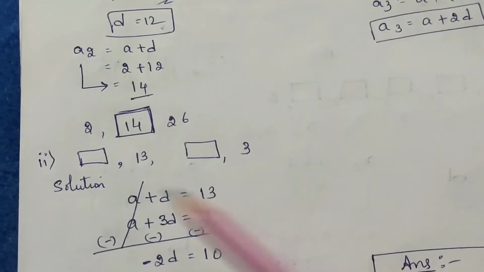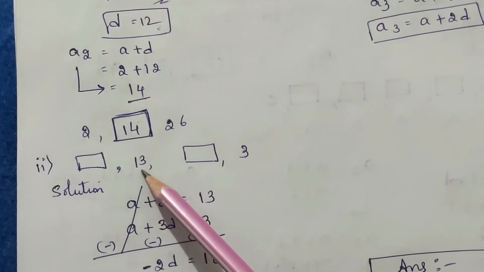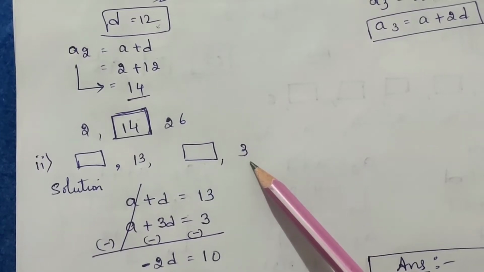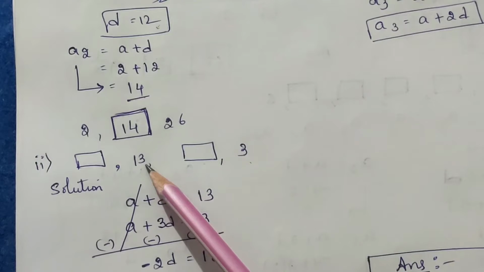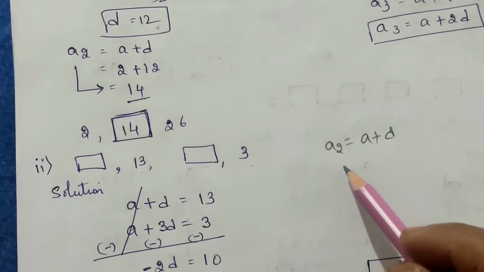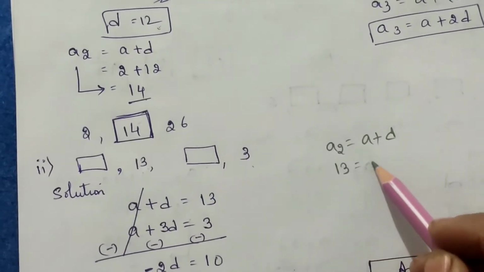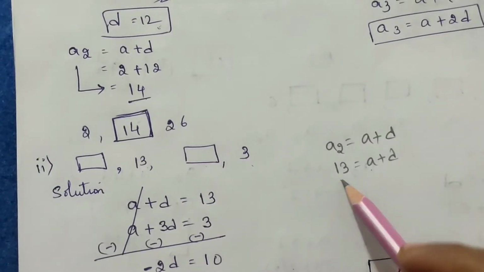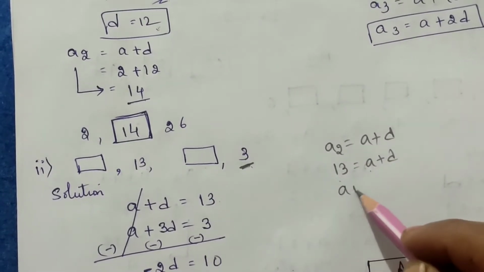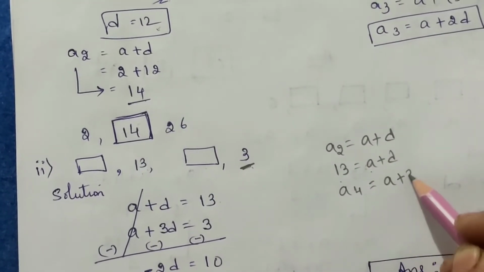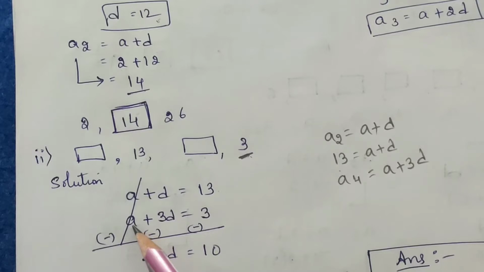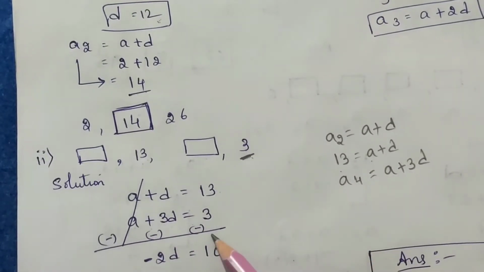Question number 2. The first term is blank, the second term is given as 13, the third term is blank again, and the fourth term is 3. Now, the second term can be written as a2 is equal to a plus d. a2 is 13, so I can write it as a plus d is equal to 13. Similarly, the fourth term is given. The fourth term can be written as a4 is equal to a plus 3d. Have written the fourth term as a plus 3d is equal to 3.